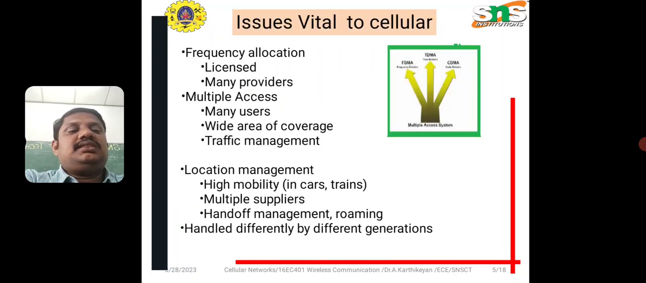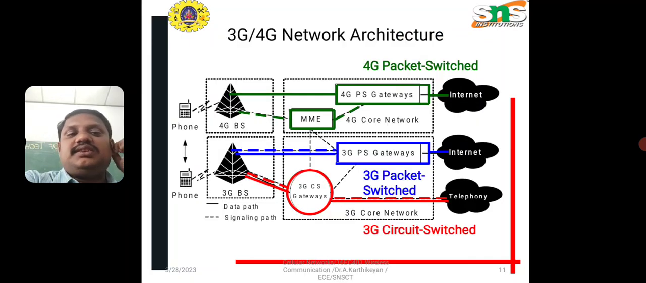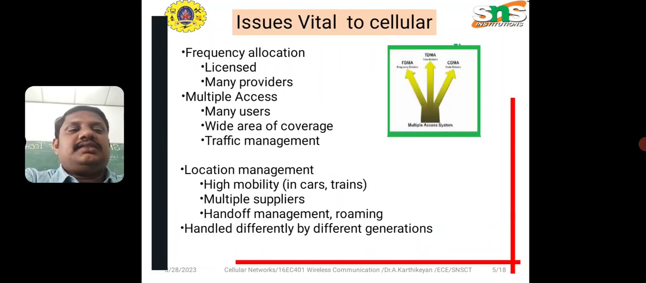These are the main connection-oriented things: how the communication will occur and how the communication is established. Then, what are the main issues with cellular? We have more advantages, but we also have some issues in cellular technology. For frequency allocation, only the licensed frequency range can be allocated for mobile telephone networks. With many providers and many subscribers, the frequency allocation is somewhat difficult. This is the main thing.